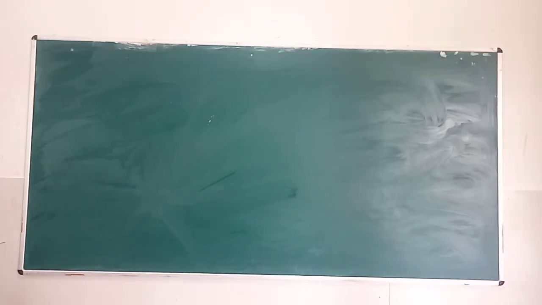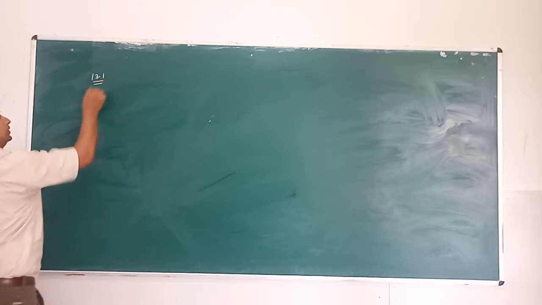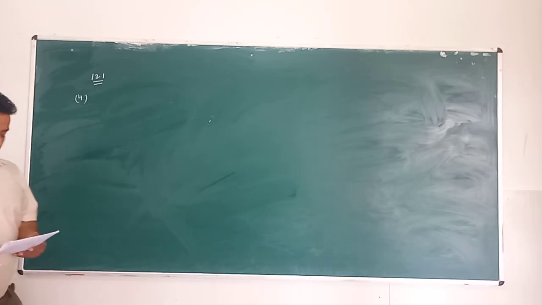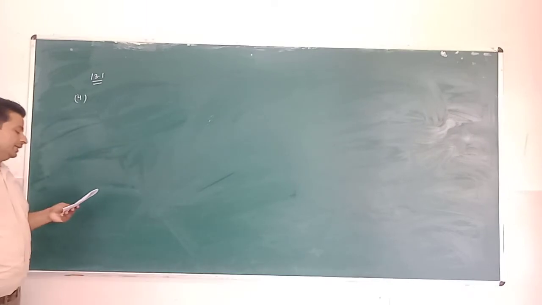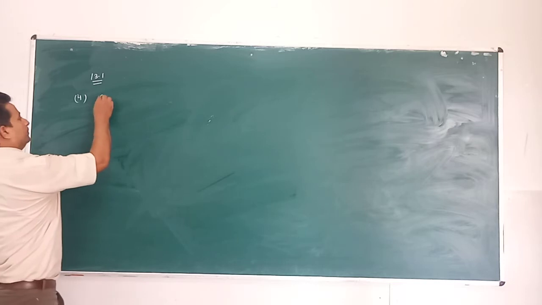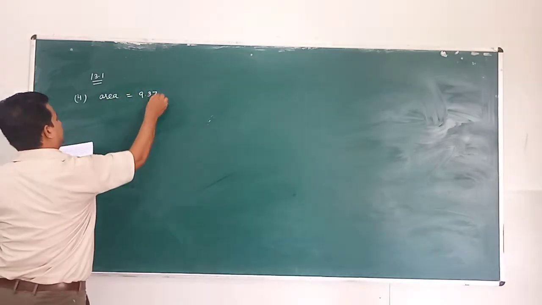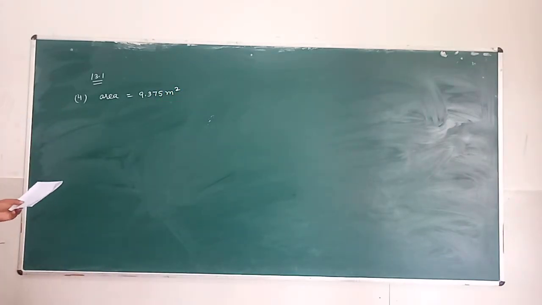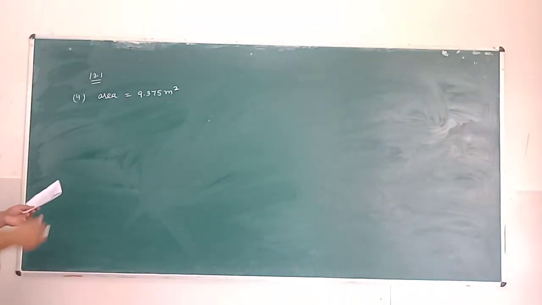Good morning, students. Today we discuss questions number 4, 5 and 6 of exercise 13.1. Question number 4 is: the paint in a certain container is sufficient to paint an area equal to 9.375 meter square. This is the area which should be painted with the paint contained in a container.